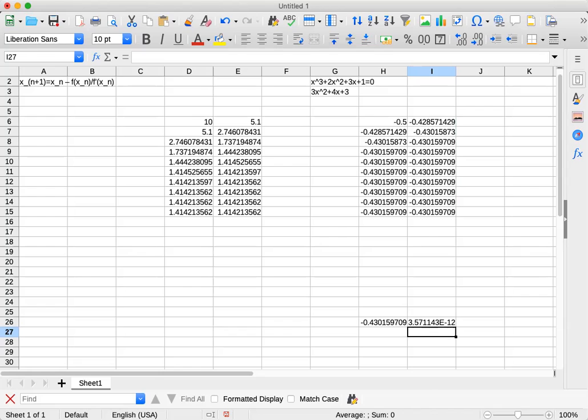So that is the end of this Newton's method.